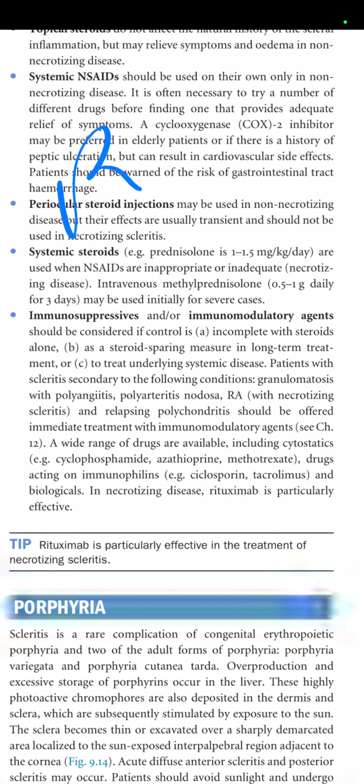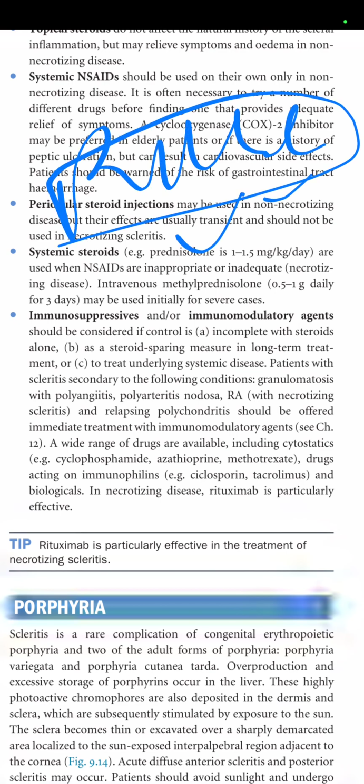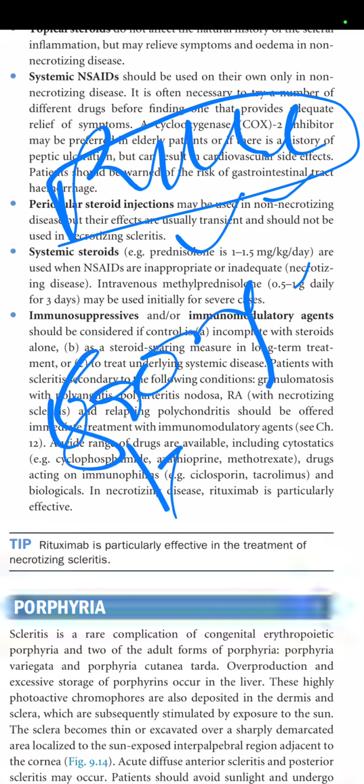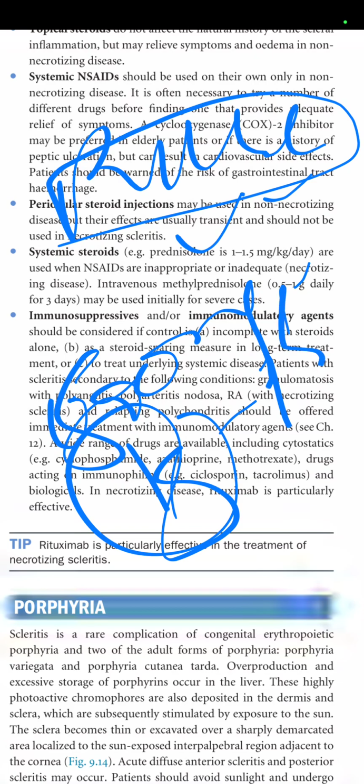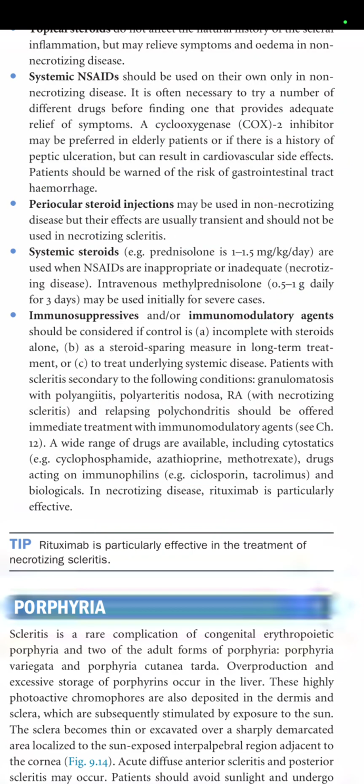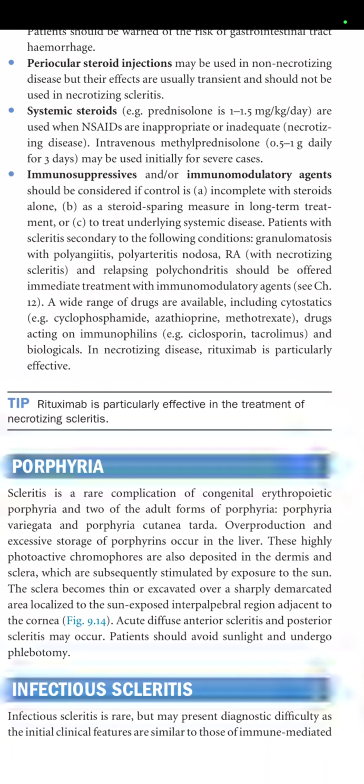So pulse therapy is used when there is very severe disease, and how we give it, we give 500 milligrams to 1 gram for 3 consecutive days, and then we shift to oral steroids. Immunosuppressive or immunomodulatory agents should be considered if control is incomplete with steroid alone, or as a steroid-sparing measure in long-term treatment, or to treat the underlying systemic disease.